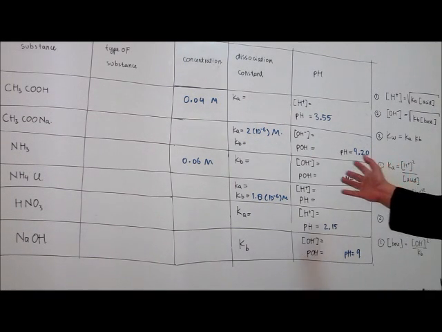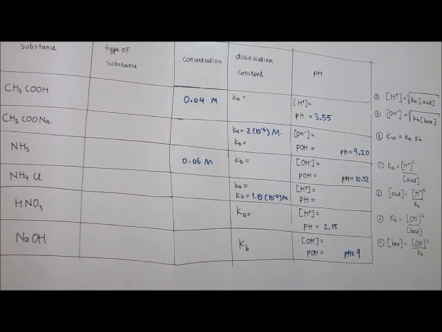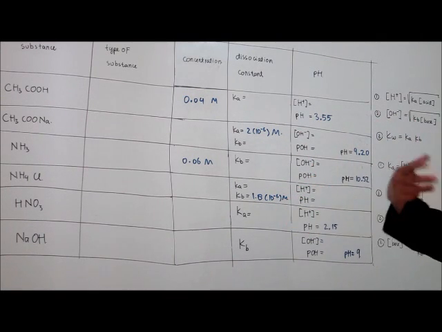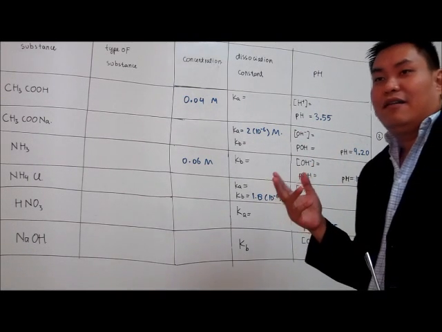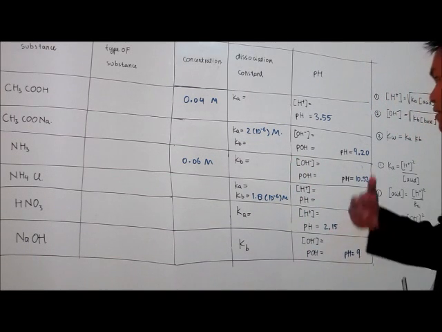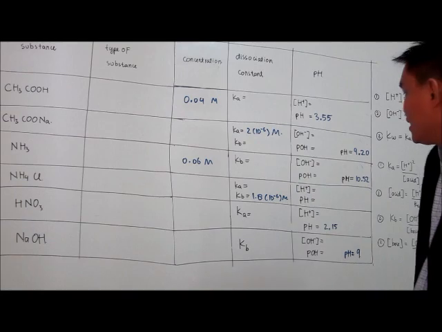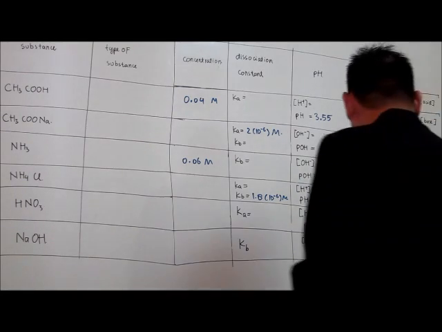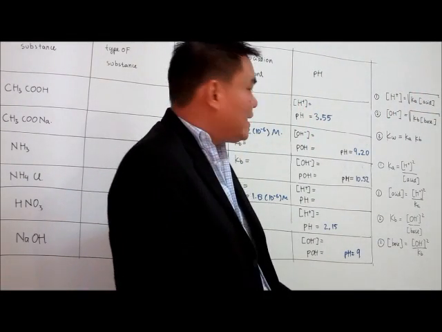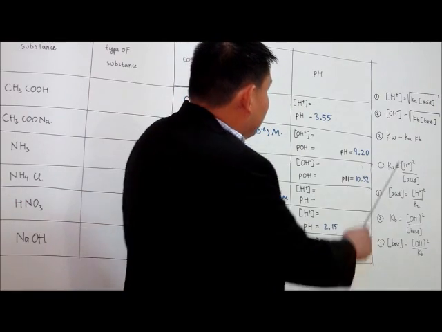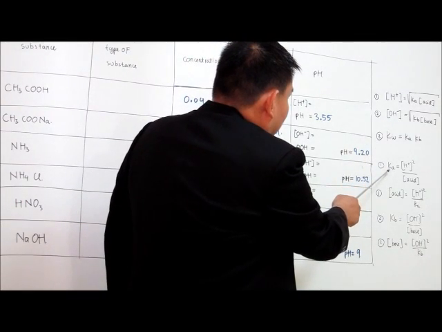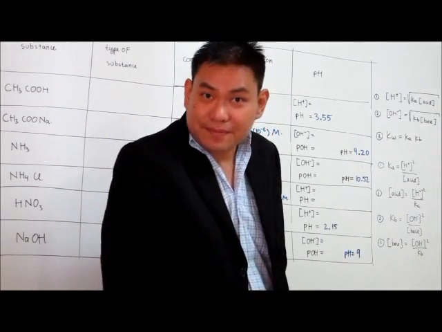Now I change the question in such a way that the question is not asking for pH. Instead they give pH and they ask something else, either the concentration of the substance in the solution, or they ask for the dissociation constant. And to do that is very simple. We can just make the dissociation constant the subject.